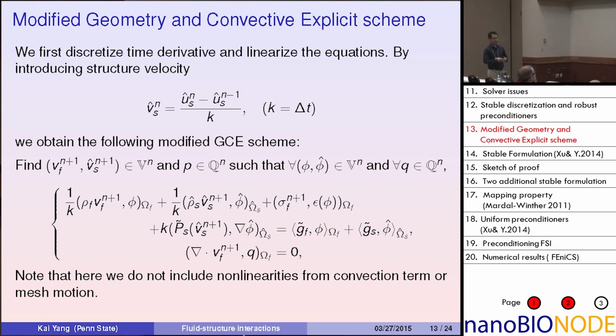First, we do the time discretization, implicit discretization like backward Euler. And here we introduce the structure velocity, so that in this linear system we have fluid velocity, structure velocity, and fluid pressure as the unknowns. Note that for this discretization we do not include the nonlinearity from the convection, so we discretize the convection term explicitly, so that we can carry out some theoretical study. I want to mention that in the practical computation, we do some Newton linearization for this convection term, so that the system we get is no longer symmetric.